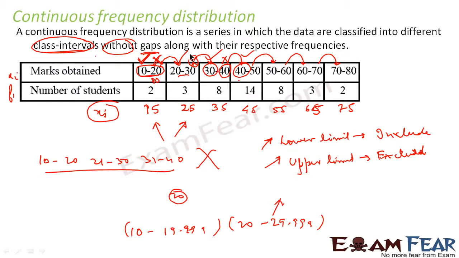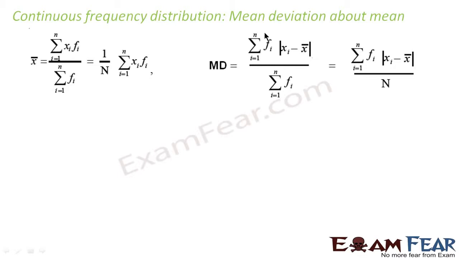That's how we find. To repeat once again, in continuous frequency distribution, we have different class intervals without gaps. That is the first thing. With respective frequencies, lower limit is included, upper limit is excluded, and to find xi, we take the mean of the upper and lower limit of the class.